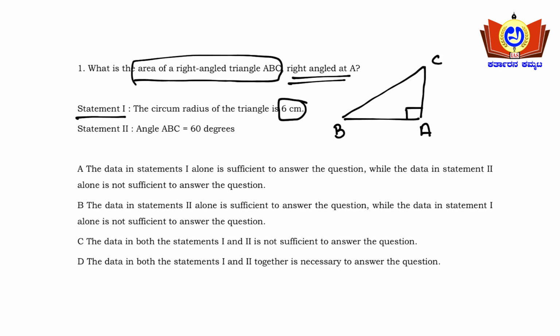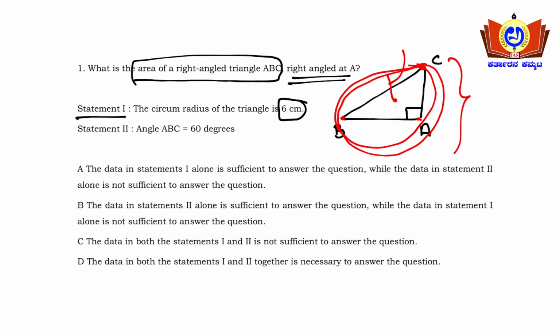See here guys, what do you mean by the circumradius? So this is the circumradius. If you draw a center point here and draw a circle encircling this triangle, this shall be the radius, and this shall be the circumradius. The figure is not to scale here. Kindly understand what circumradius means: all the vertices of the triangle should lie on the circle. Then the radius of the circle is known as the circumradius, and it is given as 6 centimeters here.